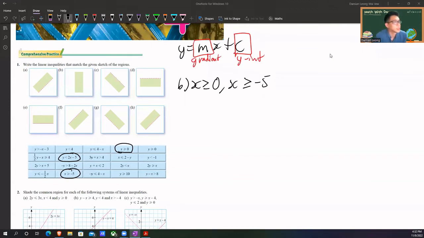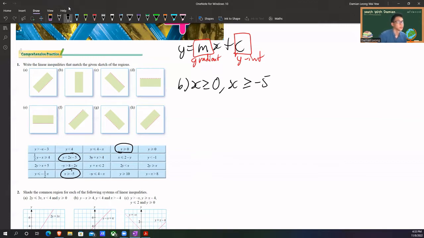So if you look at the first question here, part A is going upwards, so the gradient is positive, and then the dotted line indicates there's no equal. If it's a dotted line, there's no equal. If it's a solid line like this, it includes equal. Equal is that line under it, like that means less or equals, like that means just less than. It means it includes the line, or it doesn't include the line itself.